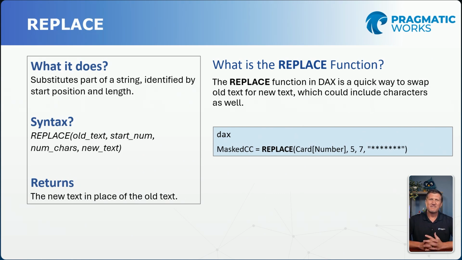The replace function is a quick way to swap out old text for new text, which could include characters as well, like masking credit card numbers or parts of Social Security numbers. So imagine that you're publishing a list and you have Social Security numbers on that list, but what you want to do is mask out the first however many numbers of them, so you only show maybe the last 4, so you mask out the first 5.